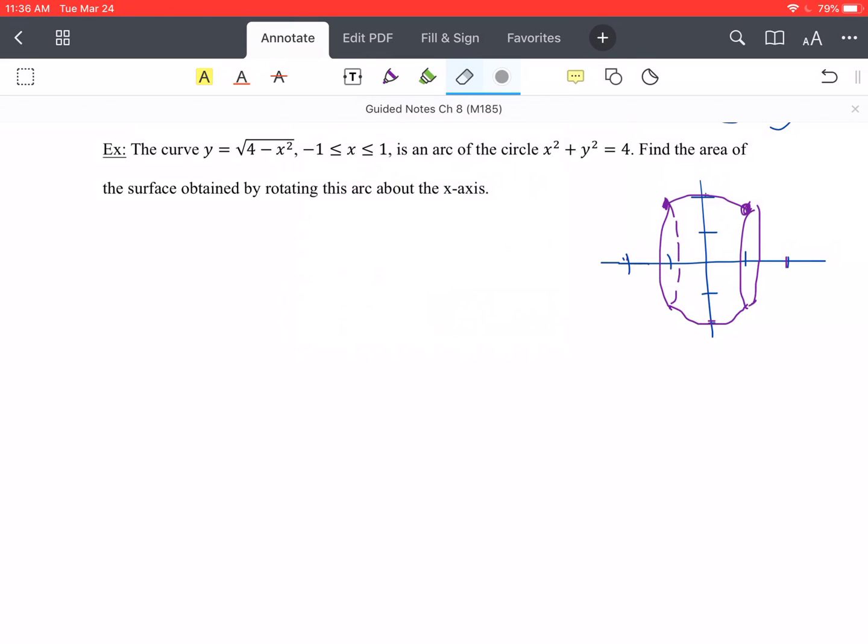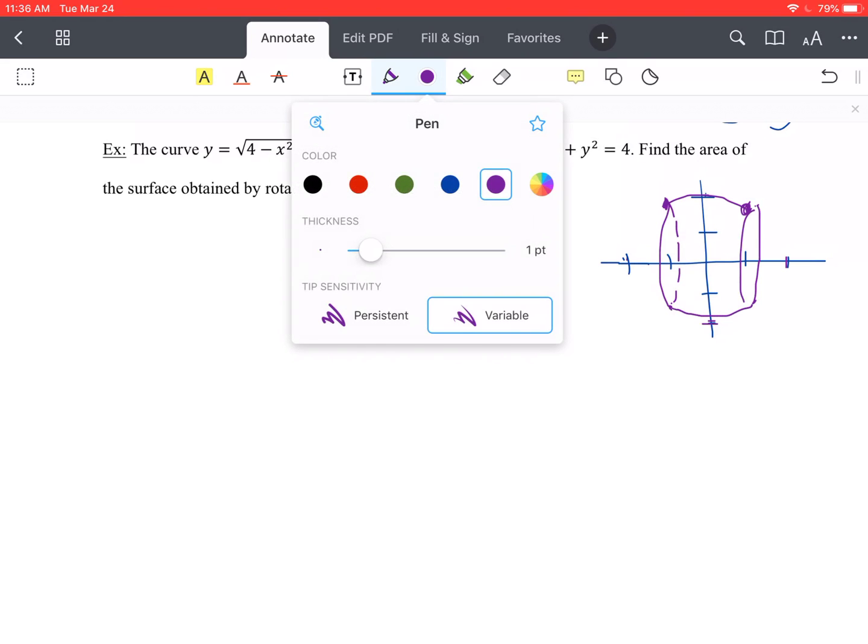That's not horrible. So something like that. Give it a little more of a smooth curve there. Okay, so we rotate that about the x-axis. And this is the solid that we are trying to find the area of, right? The surface area.